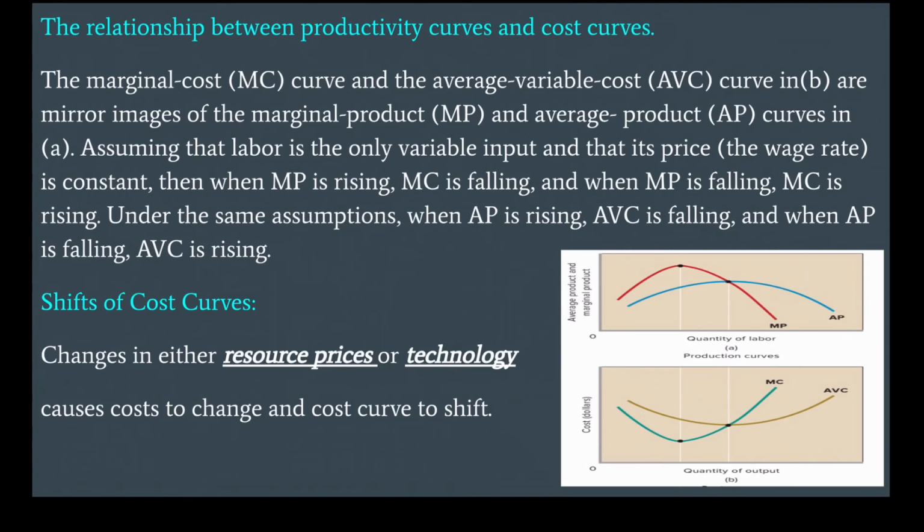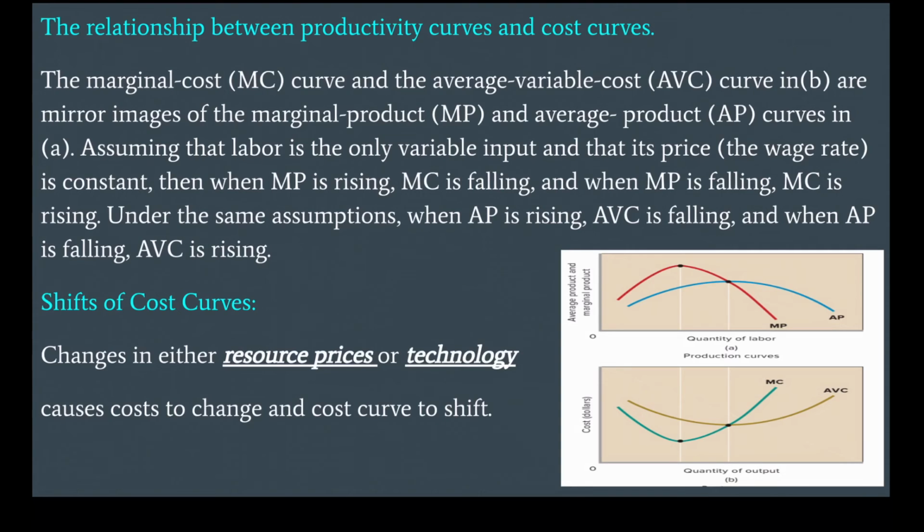The relationship between productivity curves and cost curves. The marginal cost curve and the average variable cost curve in B are mirror images of the marginal product and average product curves in A. Assuming that labor is the only variable input and its price, the wage rate, is constant, then when MP is rising, MC is falling. And when MP is falling, MC is rising. Under the same assumptions, when AP is rising, AVC is falling, and when AP is falling, AVC is rising.